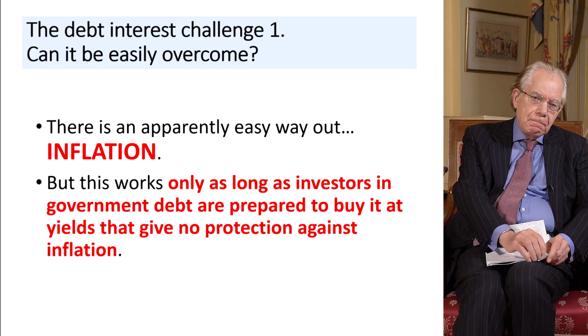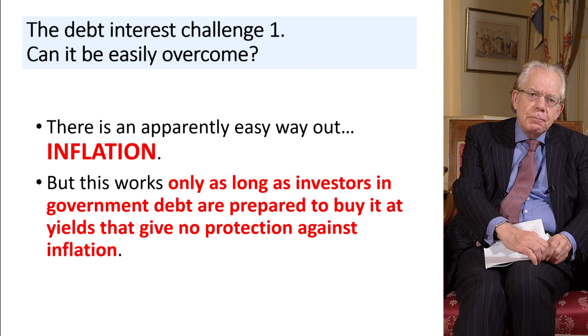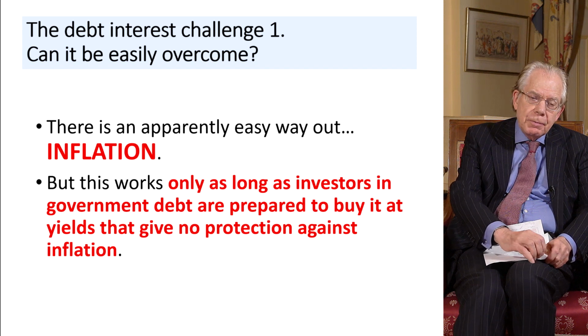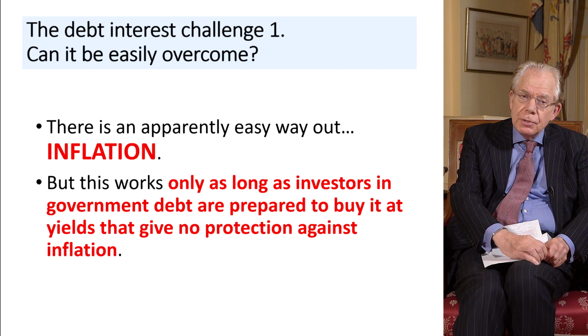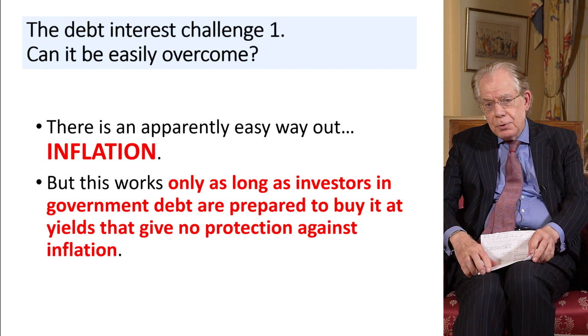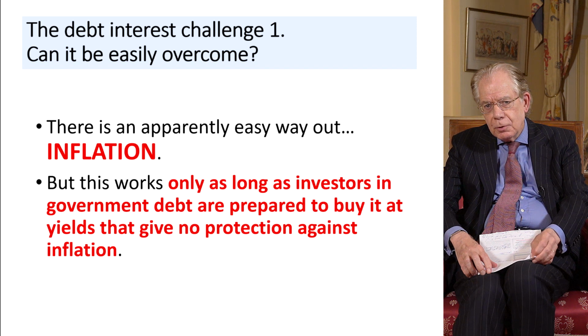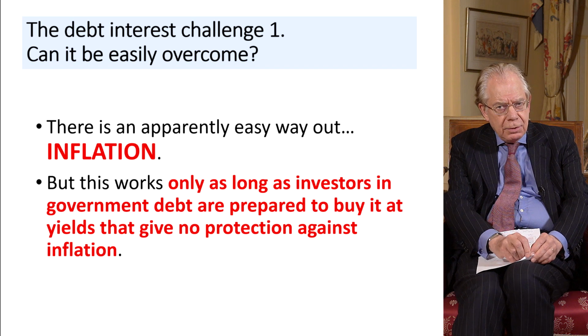there are two ways of overcoming the logic I've just been talking about. One way is to inflate. One way is for the government to organize, perhaps in cahoots with the central bank, a high inflation rate, which reduces the real value of the debt. And this, I'm afraid, is what the British government did in the first 30 years after the Second World War. And indeed, many governments have done this over the years.